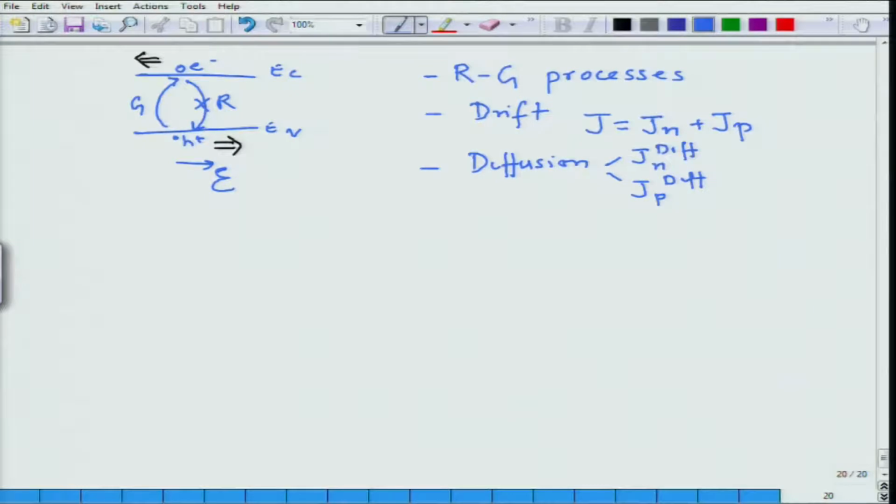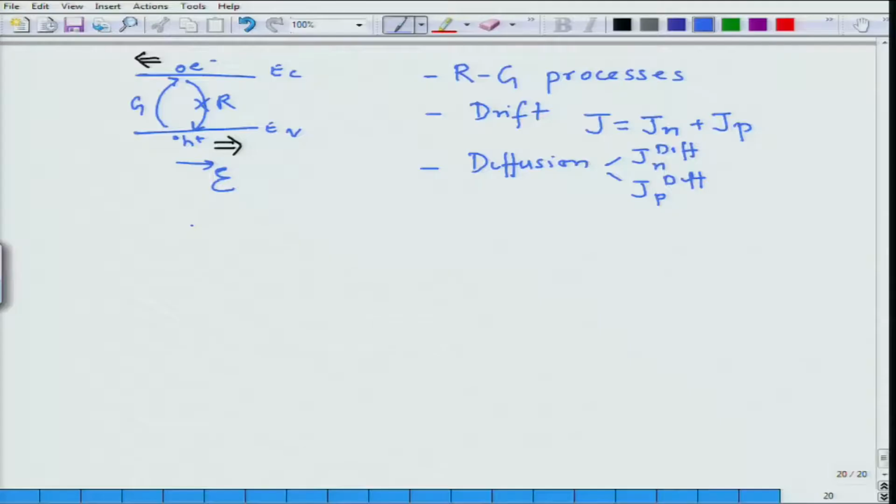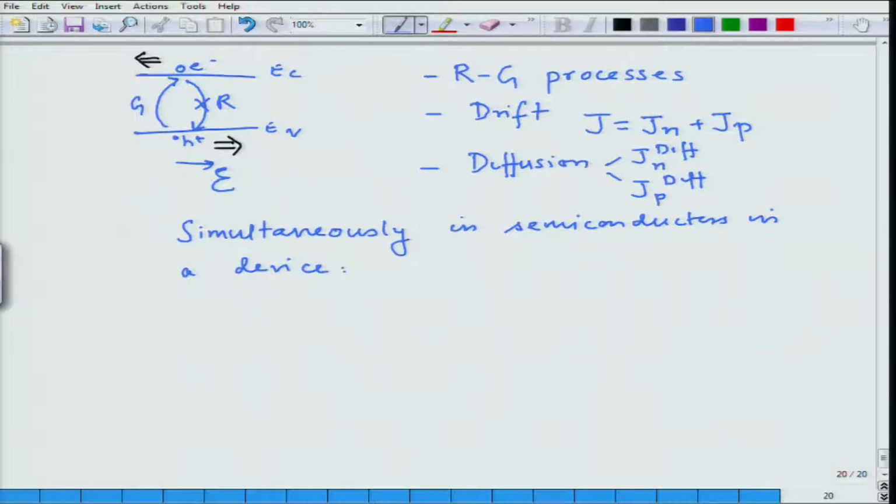So far we learned about these processes as individual processes, but when we talk about a device, all of them are occurring simultaneously in the material. So, all these processes occur simultaneously in semiconductor materials, in a device, and hence we need to find a way of dealing with them at the same time, what is happening in the material.